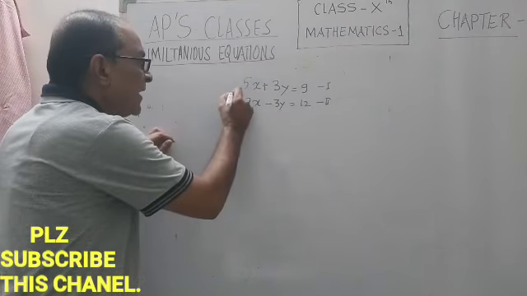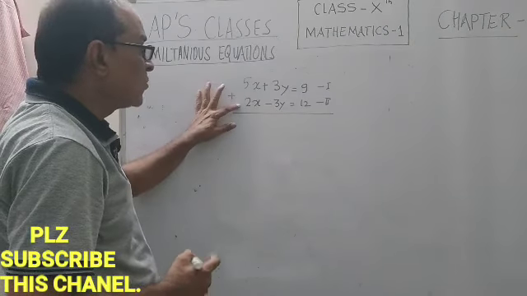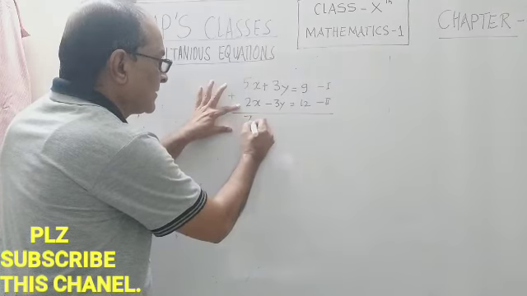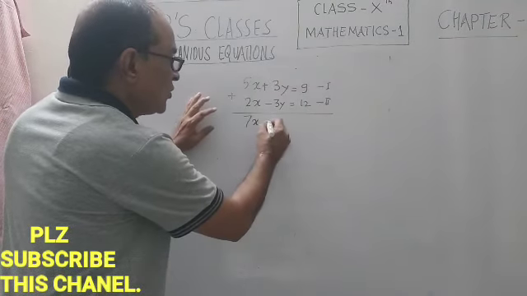Okay, so we will add these. So what is the result? 5x plus 2x, what is the addition? 7x. Plus 3y minus 3y, what is the addition? 0.